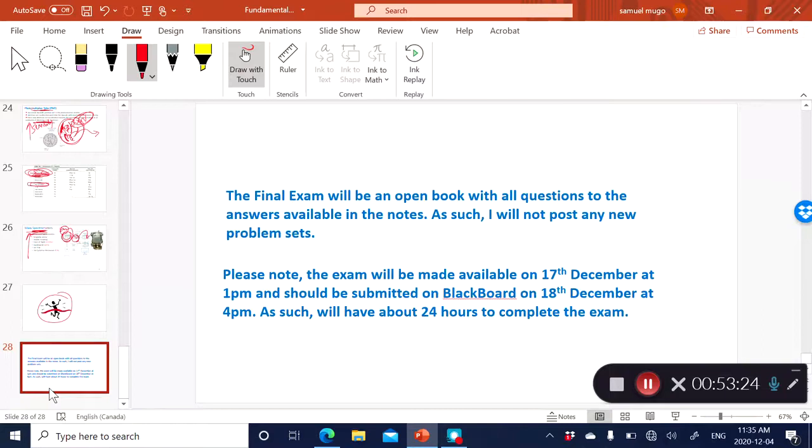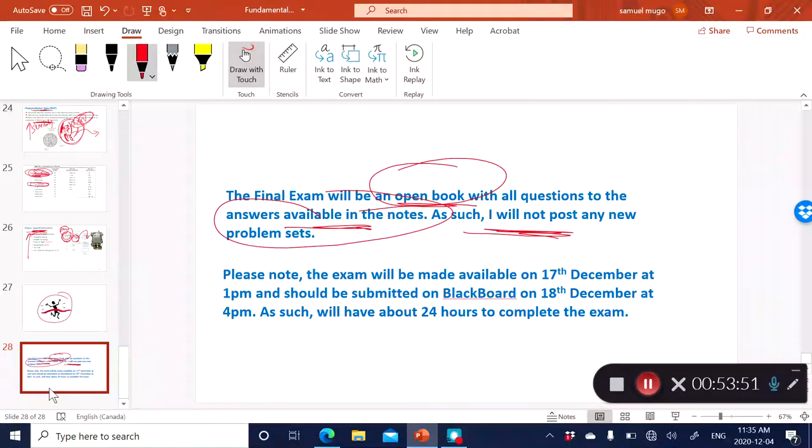If I can mention very quickly, the final exam will be an open book, and all the questions really are gonna come from the notes, okay? So you don't have to really worry, you just need to revise the notes. And because it's an open book exam and you've got the notes and the video lectures and so on, it makes no sense for me to post a new problem set, especially for the theory segment that we covered from potentiometry to the end.